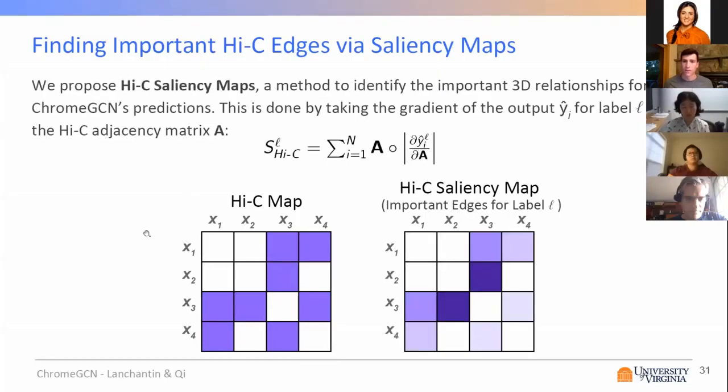So we propose what we call Hi-C saliency maps, which is just a method to identify the important 3D relationship of the important contacts for ChromeGCN's predictions. So this is done by taking the gradient of the output y hat for label L with respect to the Hi-C adjacency matrix A. So this will tell you the important edges in this Hi-C graph for a particular label L.